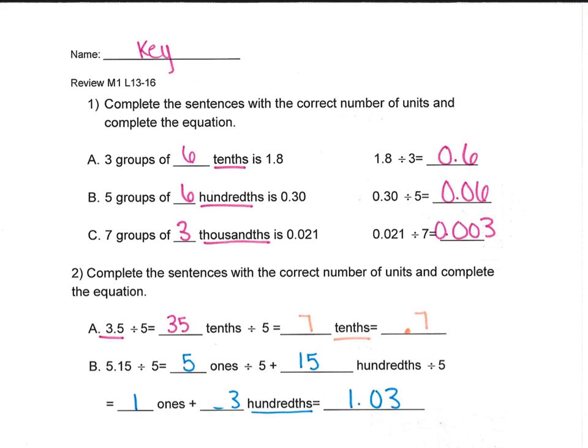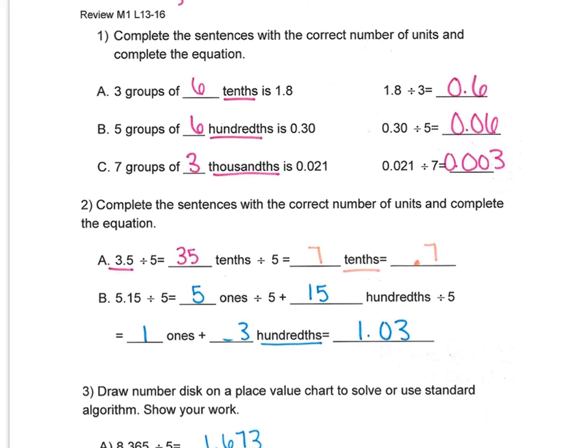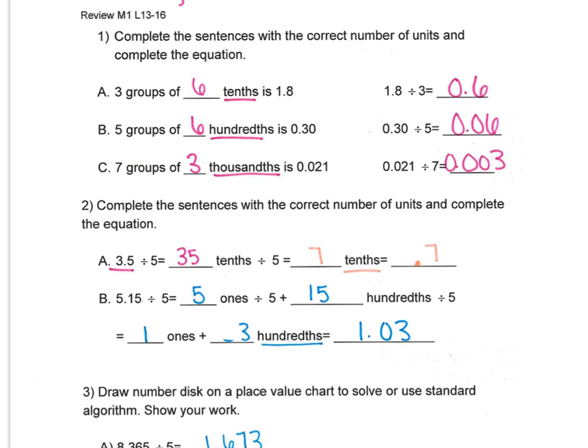The next section says, complete the sentences with the correct number of units and the correct equation. So first off, you're going to look at that 3.5. How do I convert that to tenths? Well, as we looked at A, we had to take that 1 and move those 10 dots over to the tenths spot. So that's what we're going to do here. Only 3 dots on the 1's place value are going to transfer to 30 dots on the place value chart. And I love the way Zern teaches this. So if you want to see that, go back to lesson 13, 14, and 15 and rewatch those.